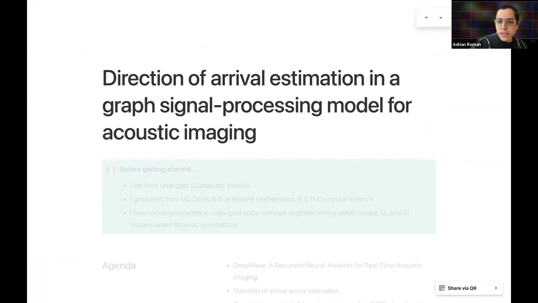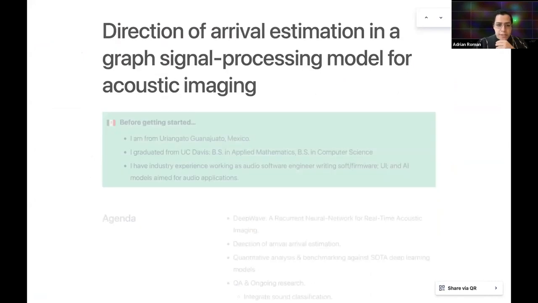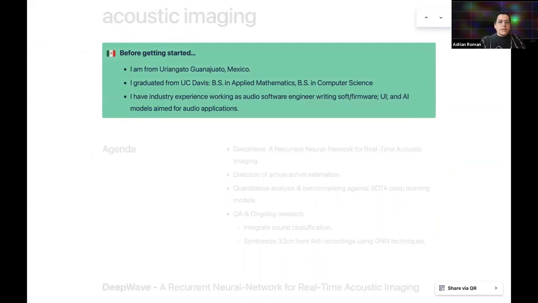Hi, everyone. As Ian mentioned, my name is Adrian Roman, and today I'm going to talk about how we estimate direction of arrival using a graph signal processing model for acoustic imaging. But before getting started, I would like to briefly talk about me.